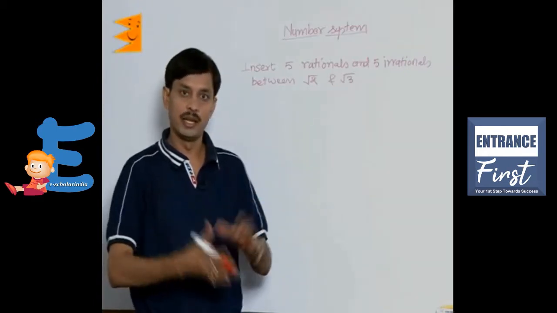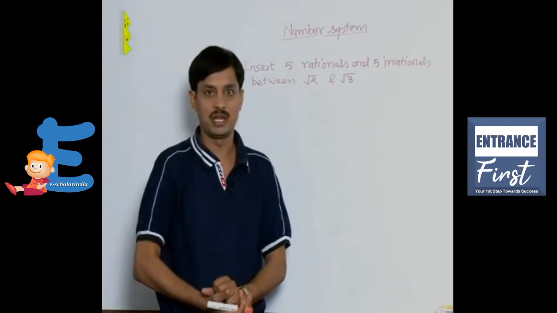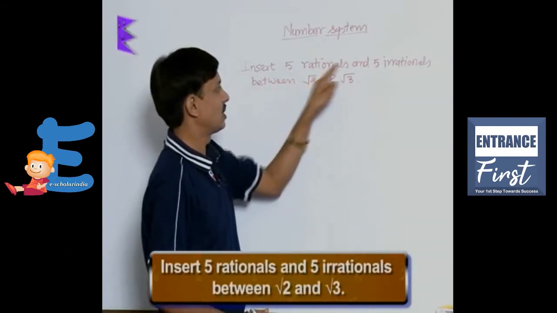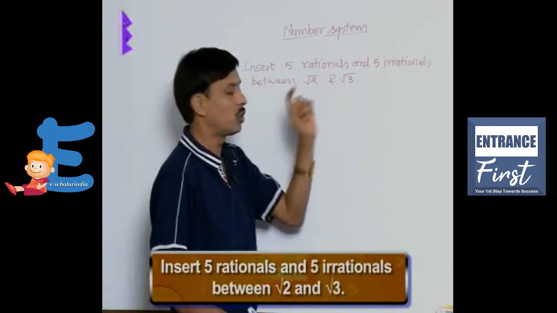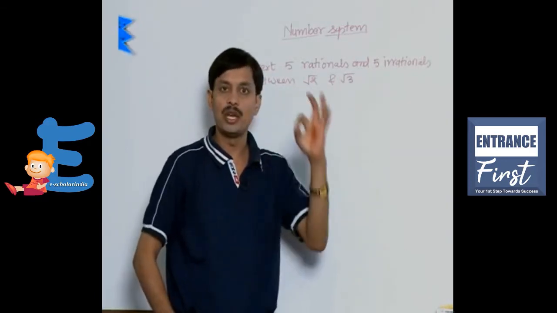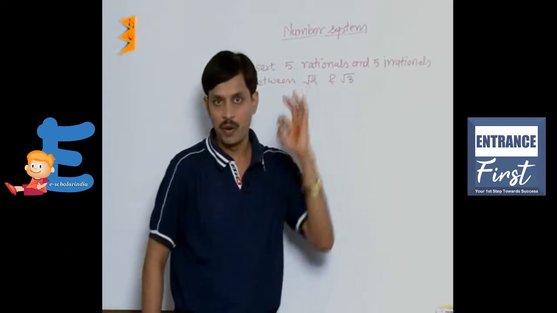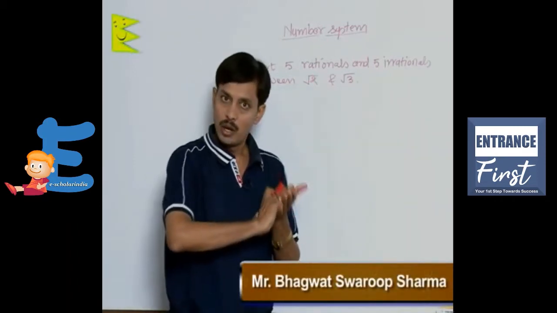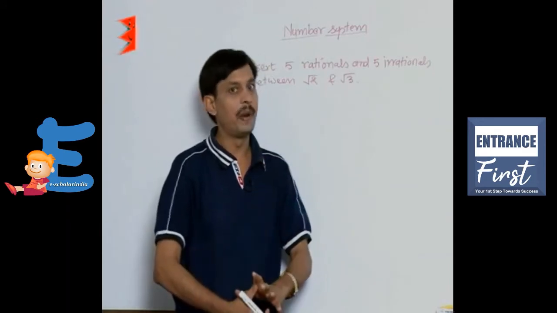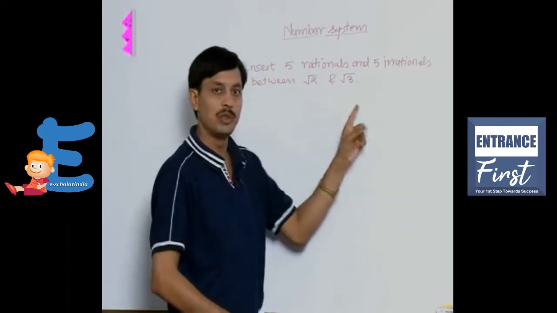Now I am taking another example where we will insert a few rationals and a few irrationals between two given numbers. The example is: insert 5 rationals and 5 irrationals between root 2 and root 3. It is very much clear that root 2 is an irrational, root 3 is an irrational, because one can find their square root up to any places of decimal, no pattern, no repetition, nothing we can find in either of these two cases.